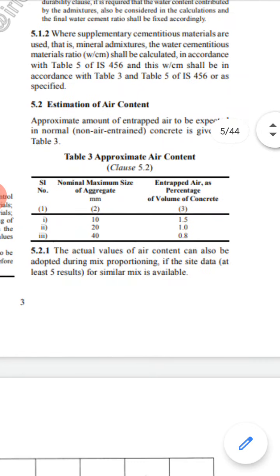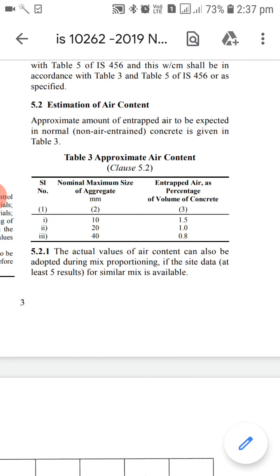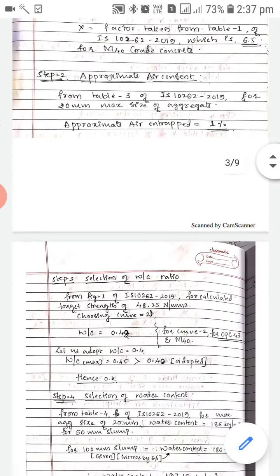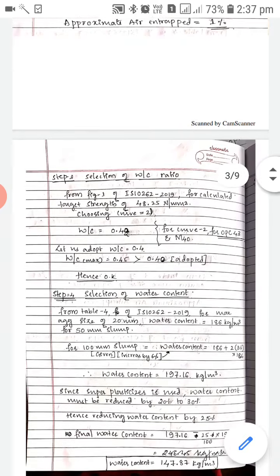Here, the approximate air content given for 20 mm aggregate size is 1 percent. Okay, so again coming back, step 3 is selection of water cement ratio.